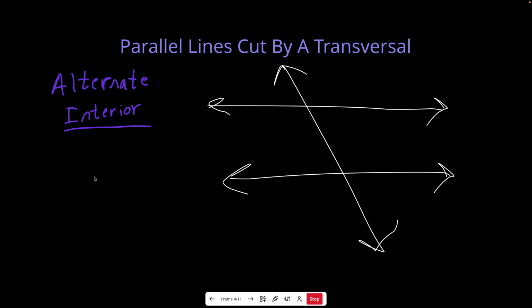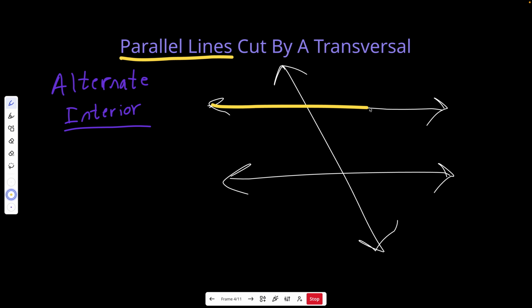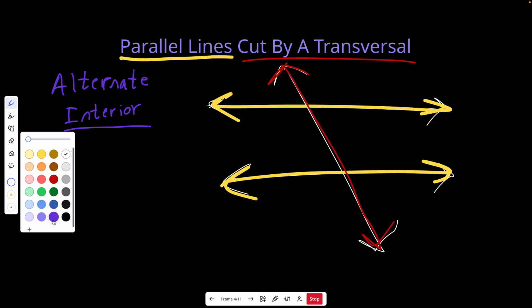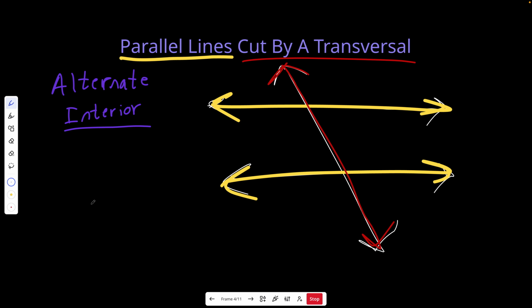Here we go. The name of the lesson is parallel lines, so let's start with that. Here are my parallel lines, cut by a transversal. Let's get a different color here. The transversal would be this line right here that's cutting both of the parallel lines. Now we're going to give numbers to all the angles here. We're going to call this angle 1, angle 2, angle 3, 4, 5, 6, 7, 8.